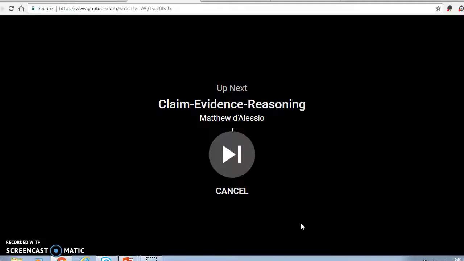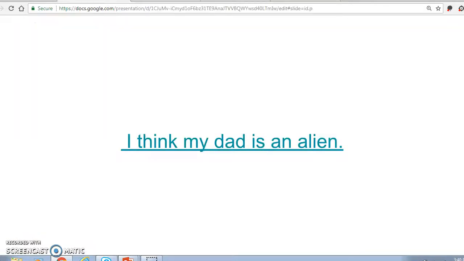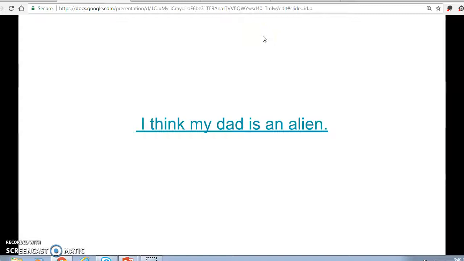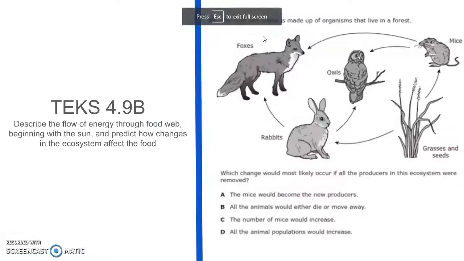Okay, so now we're going to take a quick look at what are some TEKs that we might want to use CER for. So the first TEK that we're going to look at is 4.9b, which is describe the flow of energy through the food web beginning with the sun and predict how changes in the ecosystem affect food.